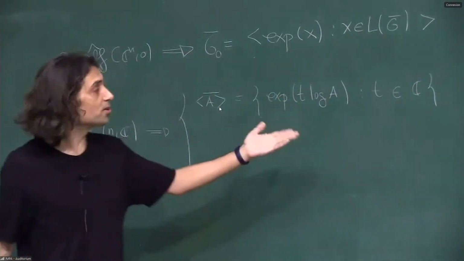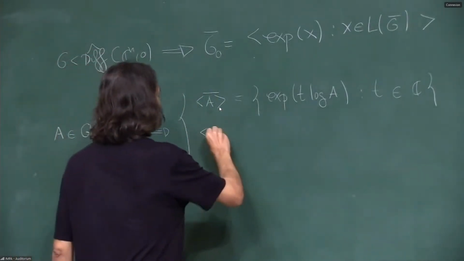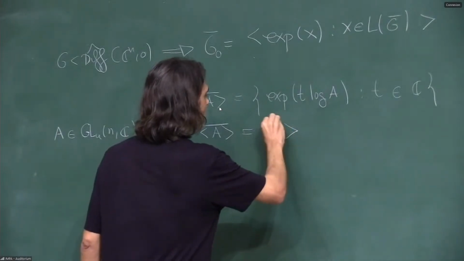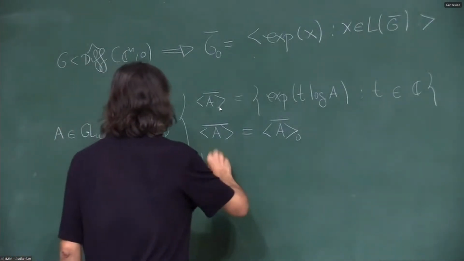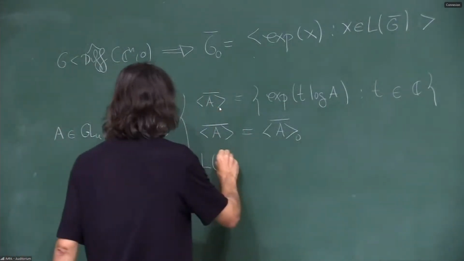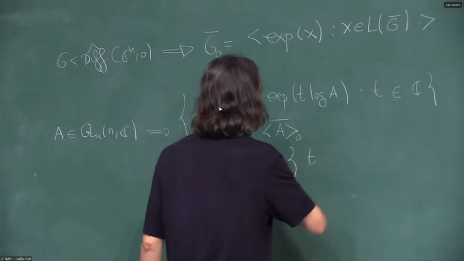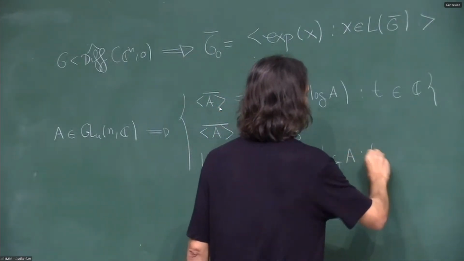Since clearly this group is connected because it's C, in this case you have that this closure coincides with its connected component of the identity. And obviously, the Lie algebra in this case, it's written over there, right? It's just the complex multiples of the infinitesimal generator.